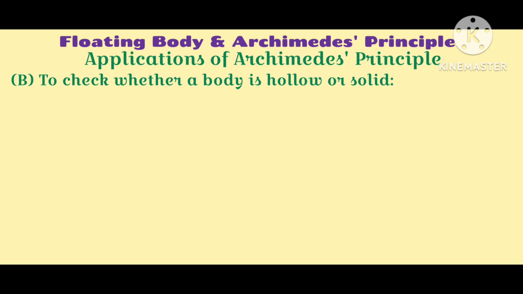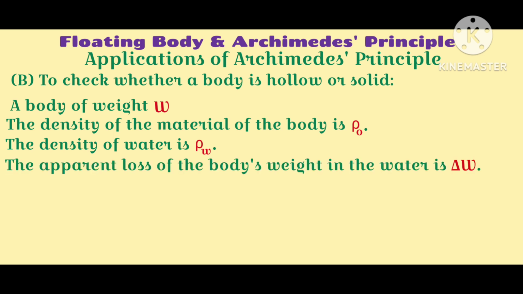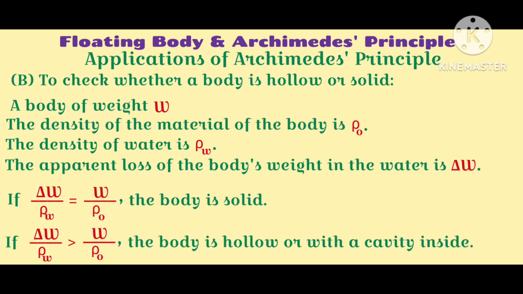We can check whether a body is hollow or solid with the help of Archimedes' principle. Let the body to be tested have a weight W. Let rho naught be the density of the material of the body. Rho W is the density of pure water. Delta W is the apparent loss of the weight of the body when it is fully immersed in the pure water. Then, the following are the conditions to determine whether the body is solid or hollow.